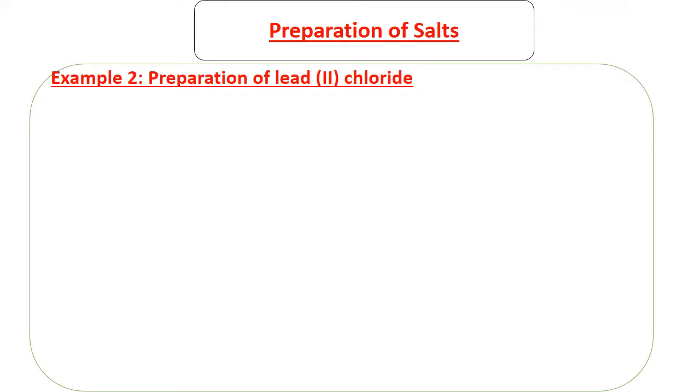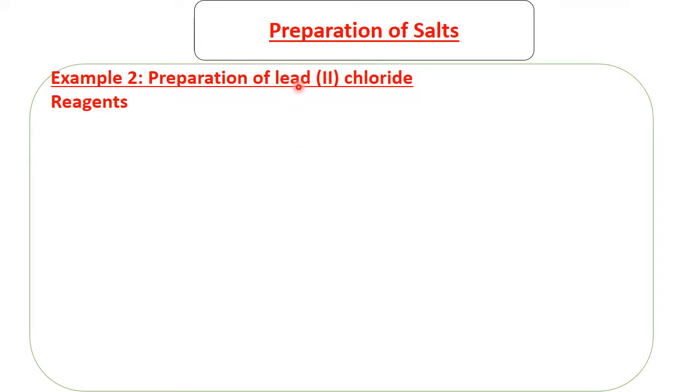Before we go to the last method, let's take a look at another example. It's going to be a quick one. How do we prepare lead(II) chloride? Lead(II) chloride, of course, is an insoluble salt. So we have to think of reagents. We need something that is soluble.